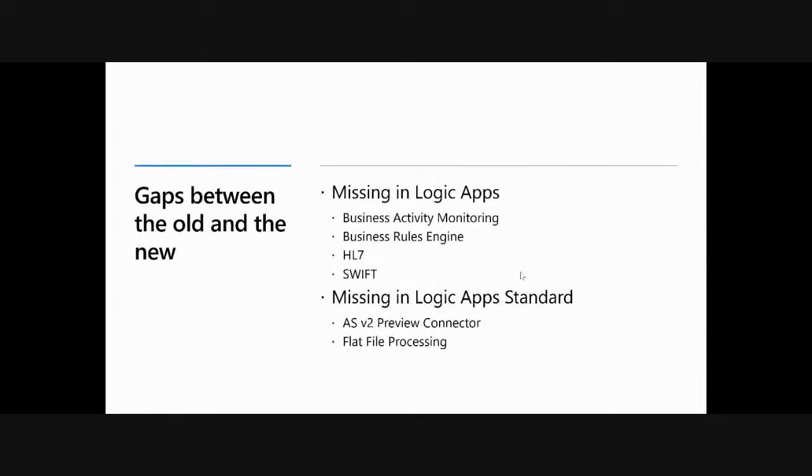So I'll put gaps between the old and the new, and what this really is, is gaps between BizTalk, because that's an area a lot of us on the call have come from, and Logic Apps. So the things that you get in BizTalk, which you might use around the processing, like business activity monitoring, that's not quite there. Business Rules Engine isn't there at all. And I mentioned HL7 and SWIFT. And then between Logic Apps Consumption, which is the top one, and Logic Apps Standard, the AS2 version 2 preview connector is not available in Logic Apps Standard, which does simplify the way you interact with the integration account, but that's not there at the moment.